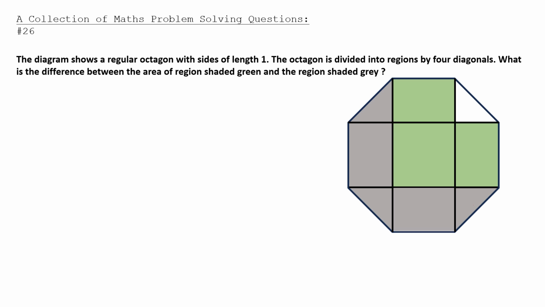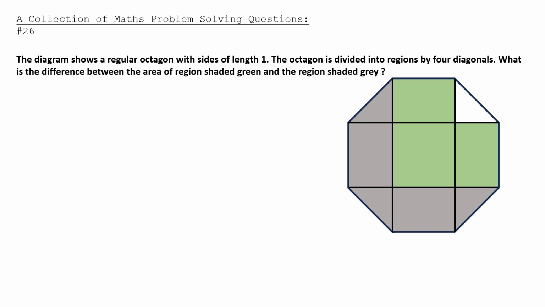The diagram shows a regular octagon with sides of length 1. The octagon is divided into regions by 4 diagonals. What is the difference between the area of the region shaded green and the region shaded gray?